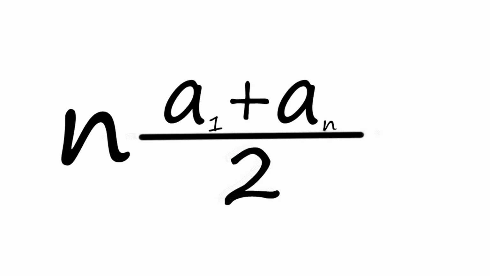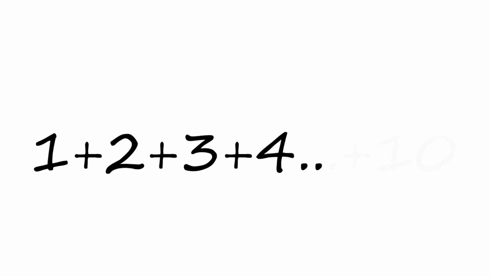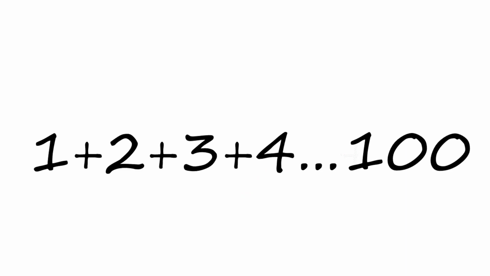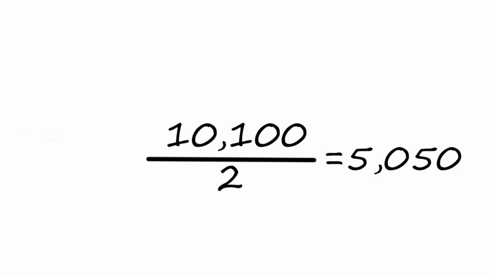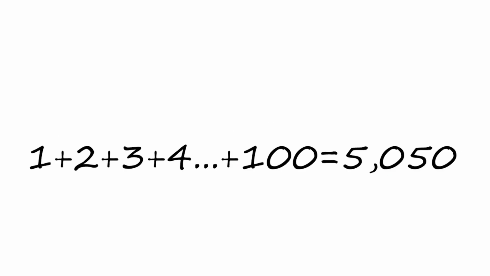Let's use this formula for the equation that Carl had to solve. 1 plus 2 plus 3 plus 4, all the way to 100. The equation will be 100, which in this case is N, times (1 plus 100), over 2. 100 times 101 is 10,100. 10,100 divided by 2 is 5,050. This means that the sum of all 100 numbers is 5,050. As you can see, instead of spending an hour adding all 100 numbers, using this method, we found the sum within a minute.